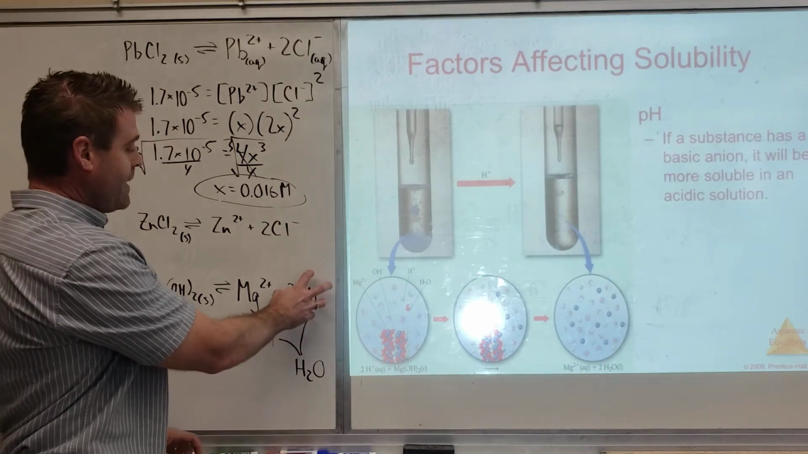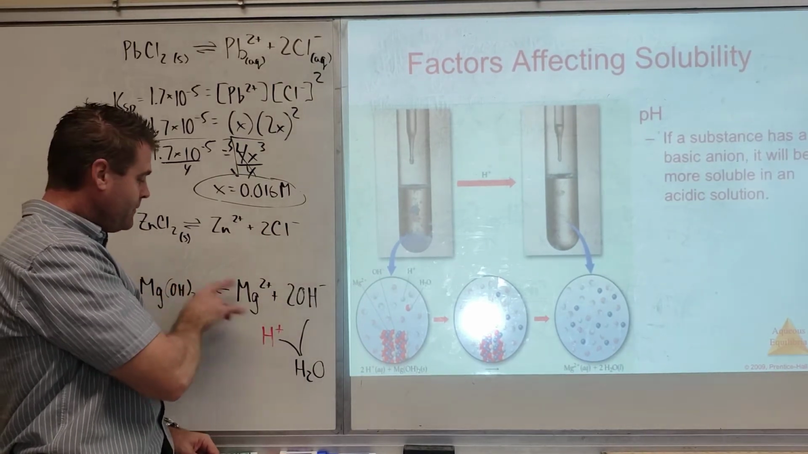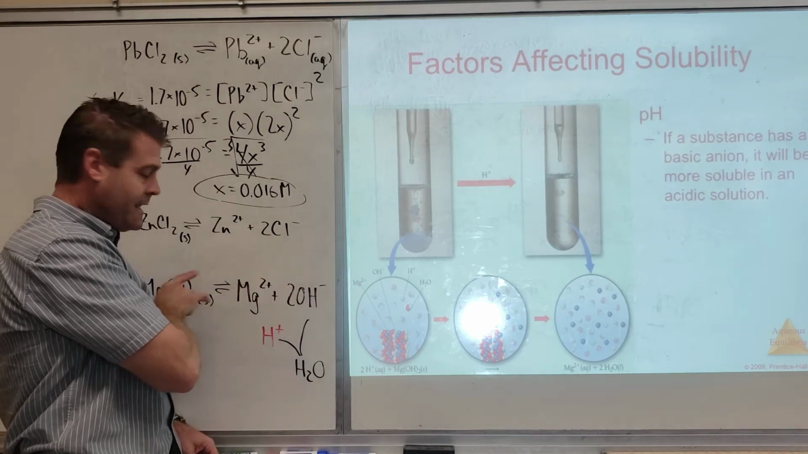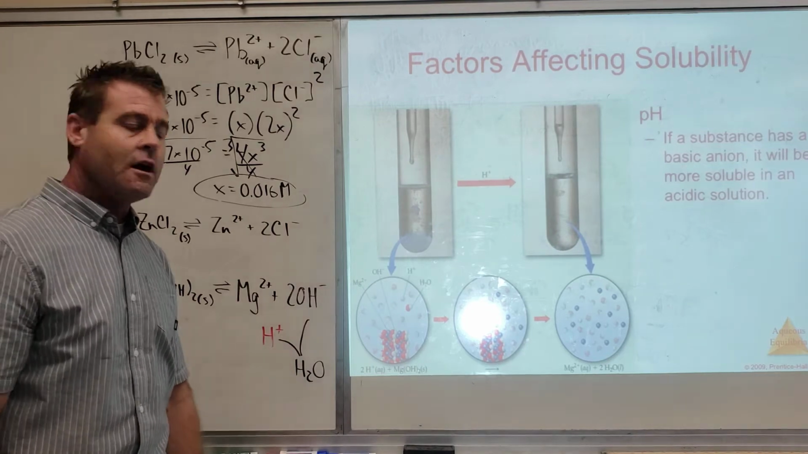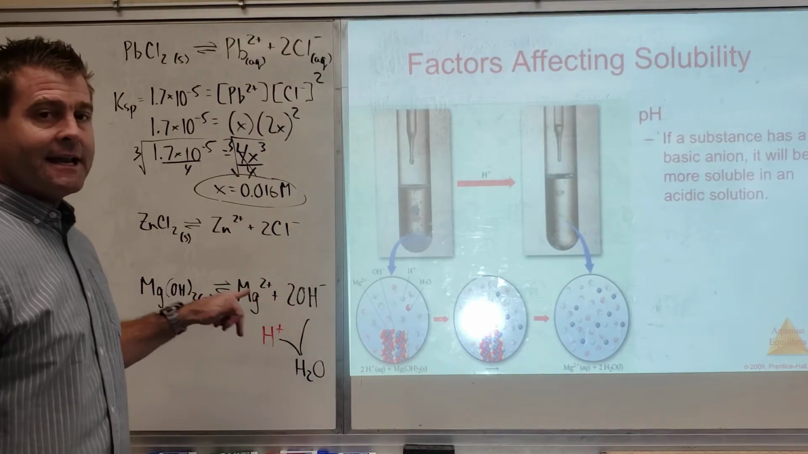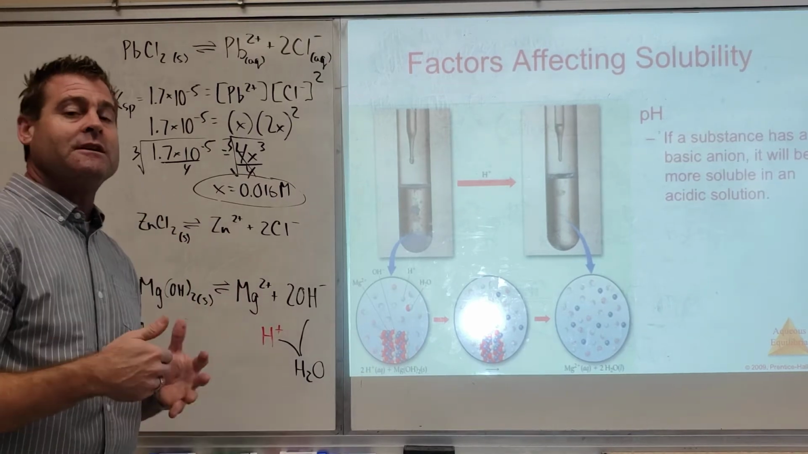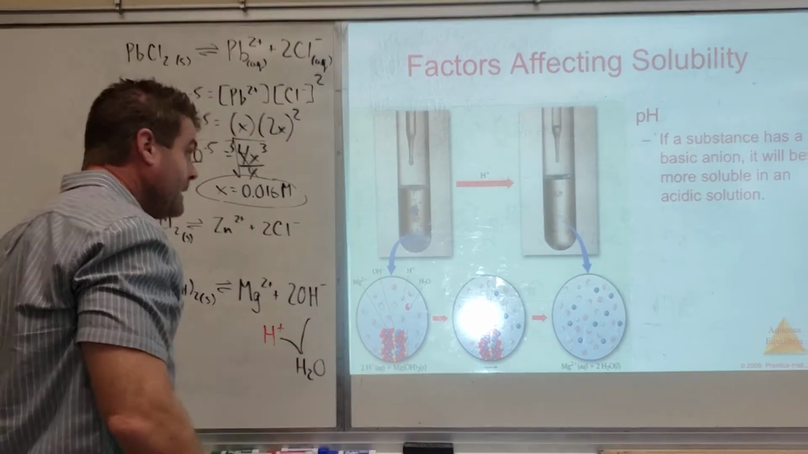And so if I'm removing the product, what happens to the equilibrium? Isn't it going to shift to the right? And as it shifts to the right, what's happening? Isn't more of it going to dissolve? So if I take a salt with a basic anion and I put it in an acidic solution, I'm going to expect it to dissolve more than if I were to just put it into water. Okay? Let's look at the flip side.